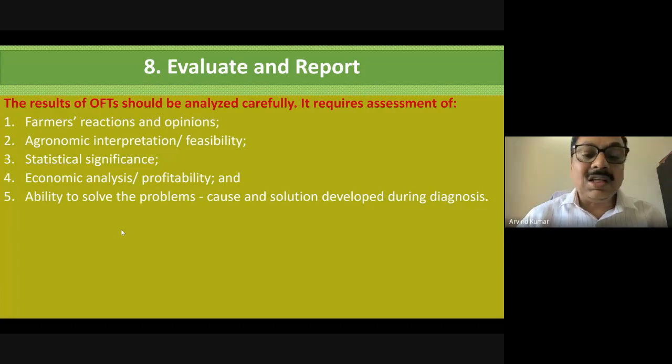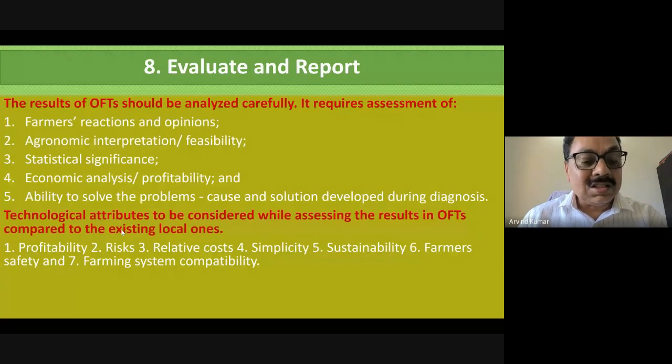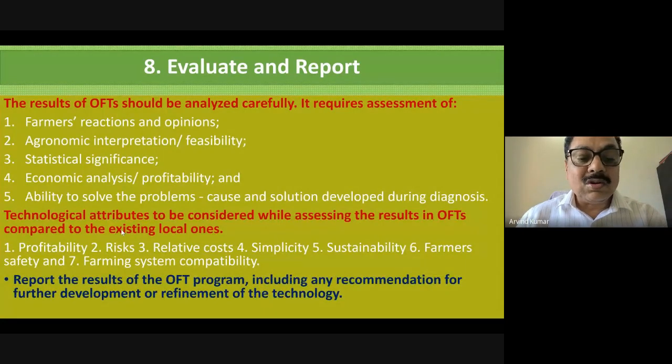Technological attributes are to be considered while assessing the results, and they are compared to the existing local ones. What are the local ones? Here we can say that they are following a traditional method. They burn the crop and follow the conventional method for sowing wheat. How much it costs, on the basis of that, we decide whether this technology is profitable or not. Risk, is there any risk related to this? What is the relative cost? And whether it is simple or sustainable, or about farmer safety and farming system compatibility, whether it is compatible to the existing system or not. So report the results of the OFT program, including any recommendations for further development or refinement of the technology.